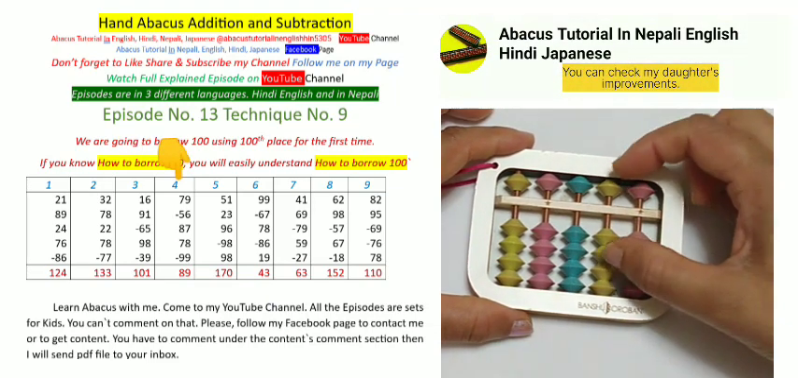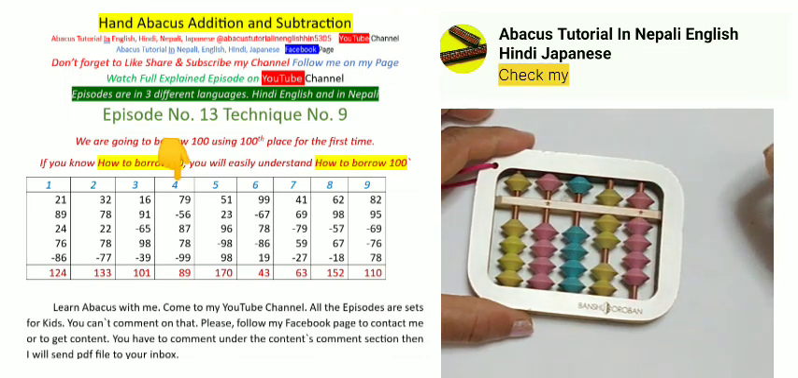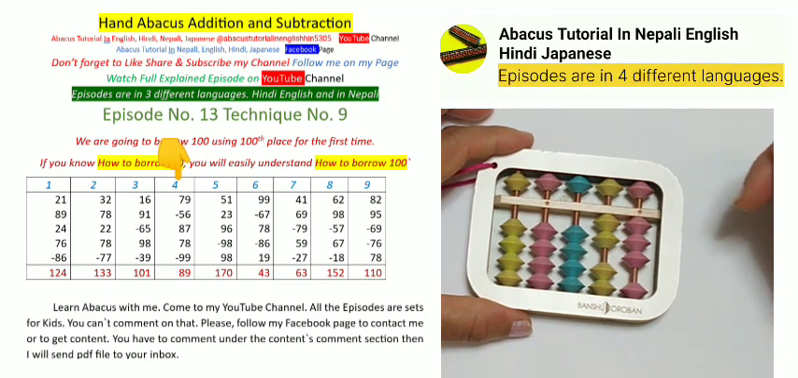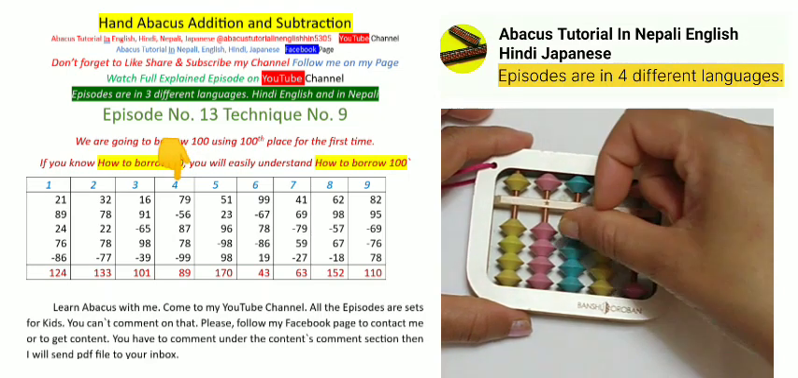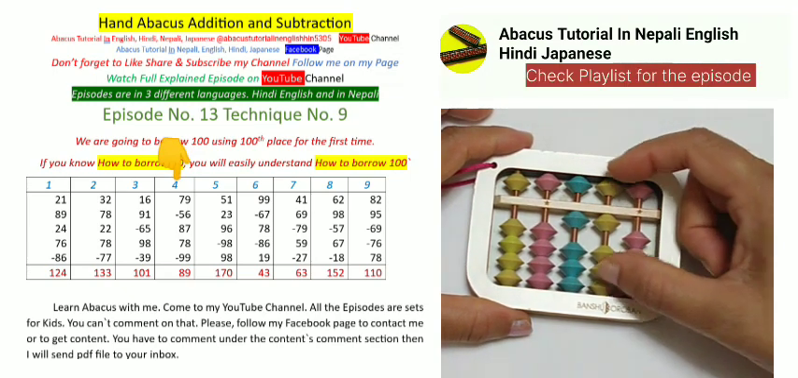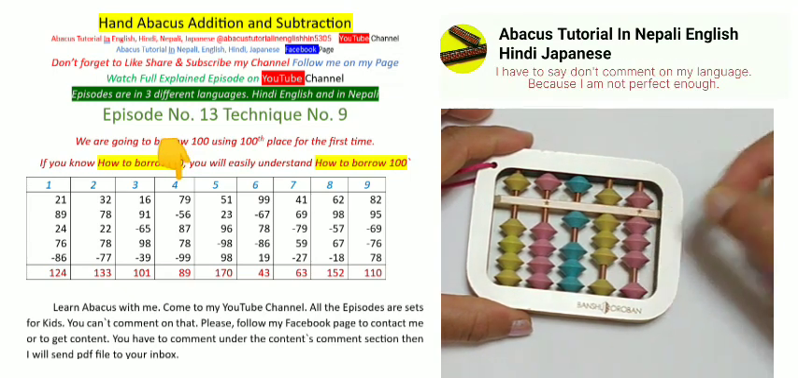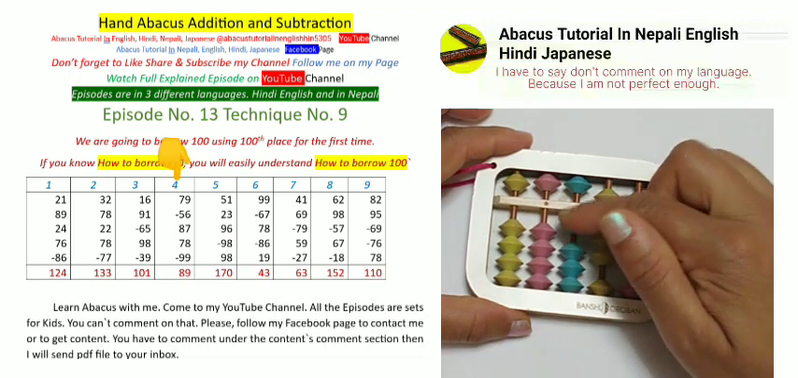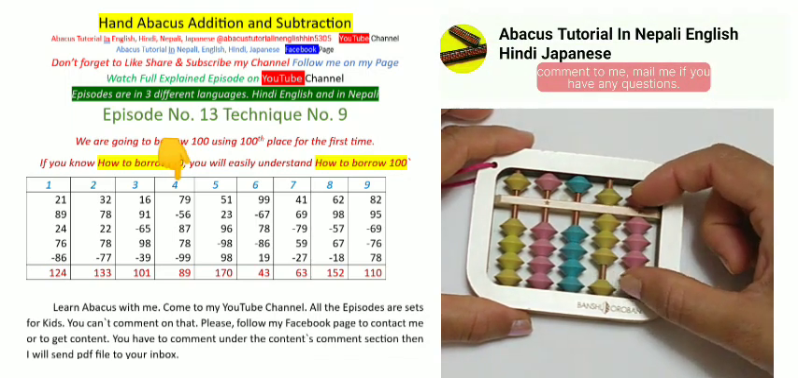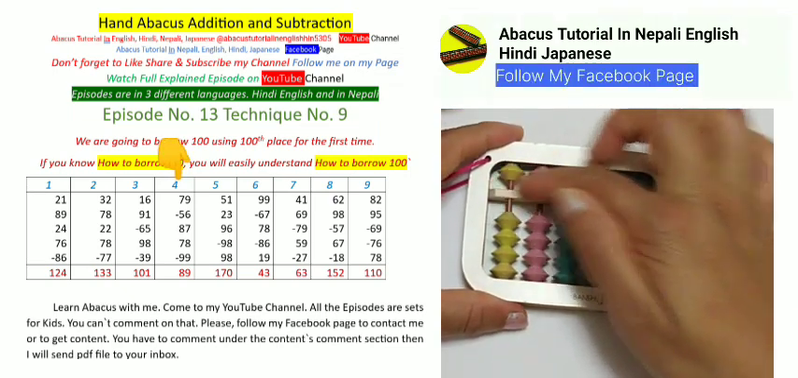Question number 4. 79 minus 56. Add 87. Add 78 minus 99. 89 is your answer.